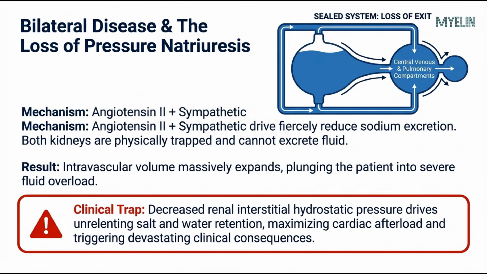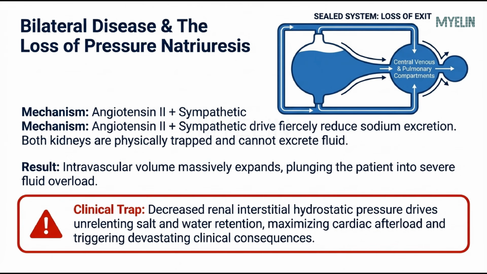Building on the catastrophic nature of bilateral disease, we have to examine the complete loss of pressure natriuresis. Because both kidneys are trapped behind stenotic lesions, they experience decreased renal interstitial hydrostatic pressure. Angiotensin 2 and sympathetic pathways fiercely drive the tubular epithelium to reduce sodium excretion. Since both sides are physically trapped, the body entirely loses its ability to excrete fluid. The system becomes a sealed loop with no exit.